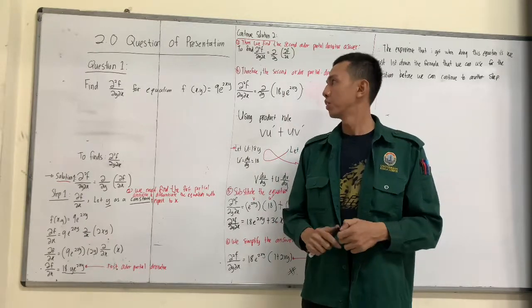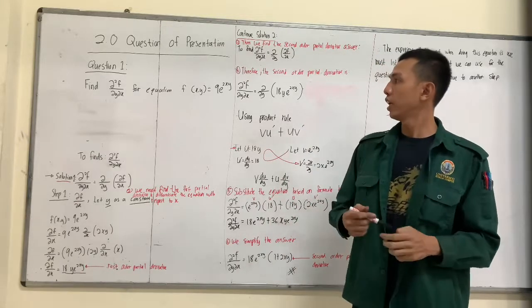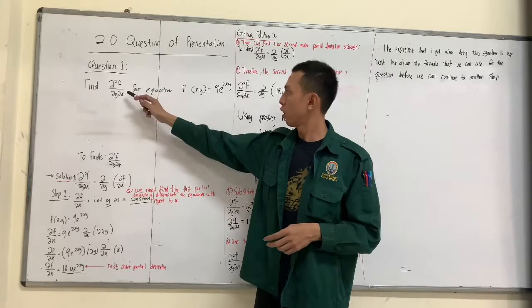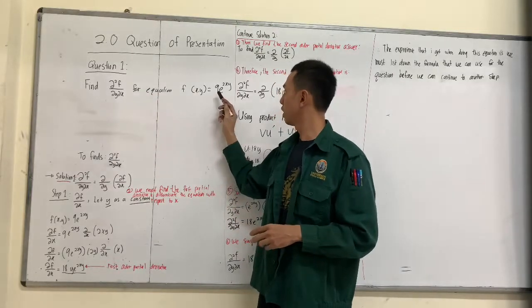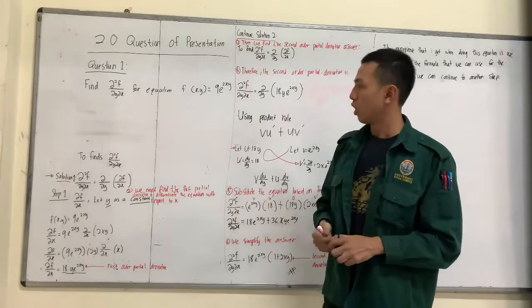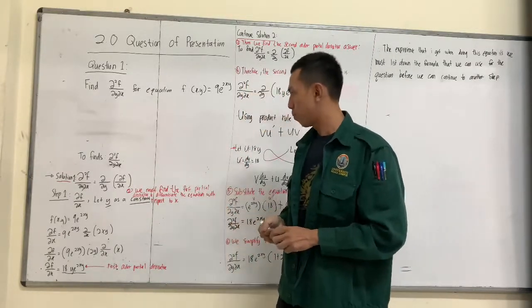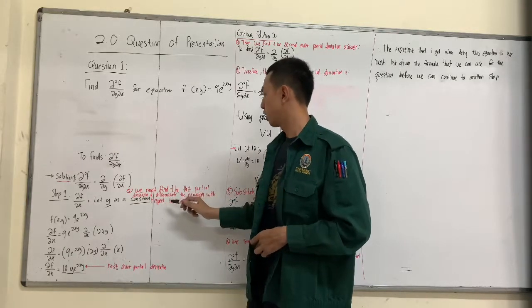Today I will do a presentation about higher order partial derivative. The question that I want to present is find ∂²f/∂y∂x for the equation f(x,y) = 9e^(2xy). To find ∂²f/∂y∂x, we must find the first partial derivative and then differentiate the equation with respect to y.